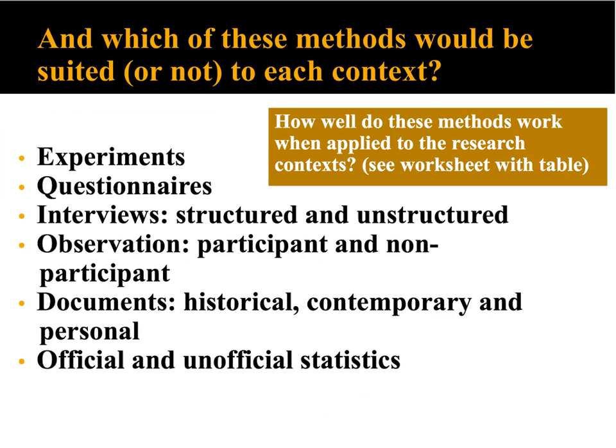You've got observation, you've got participant and non-participant, as well as covert, which is when they don't know they're being studied, and overt, when they do know. You've got documents, historical documents, contemporary documents, like sources of media, personal documents, and don't forget official documents as well, things like court reports and police reports. Not to forget official statistics, okay, and unofficial statistics, which should be collected by agencies that are not government agencies.